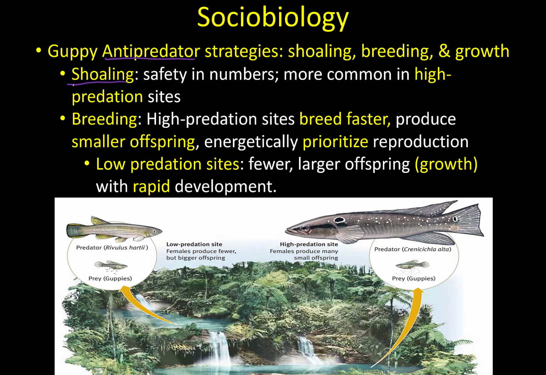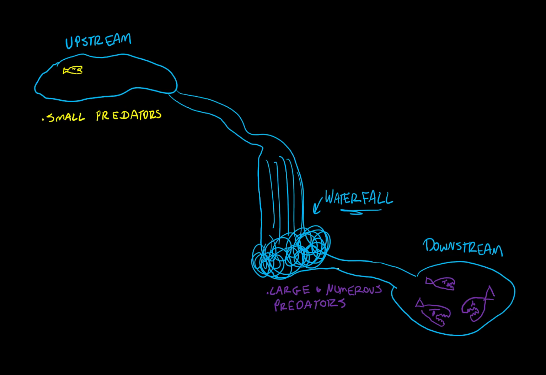Shoaling is when large numbers of guppies all hang out together. They form what's called a shoal. They do this because there's safety in numbers, and you more commonly see this in high predation sites, which means shoaling is going to be really common down here in our downstream population.